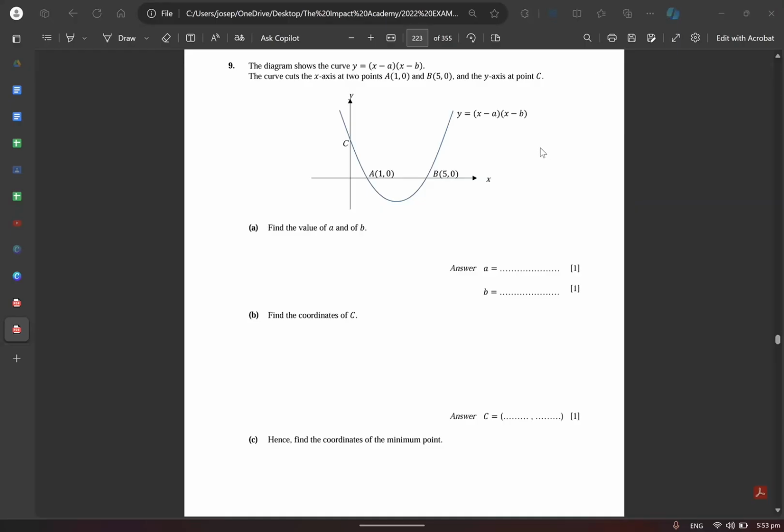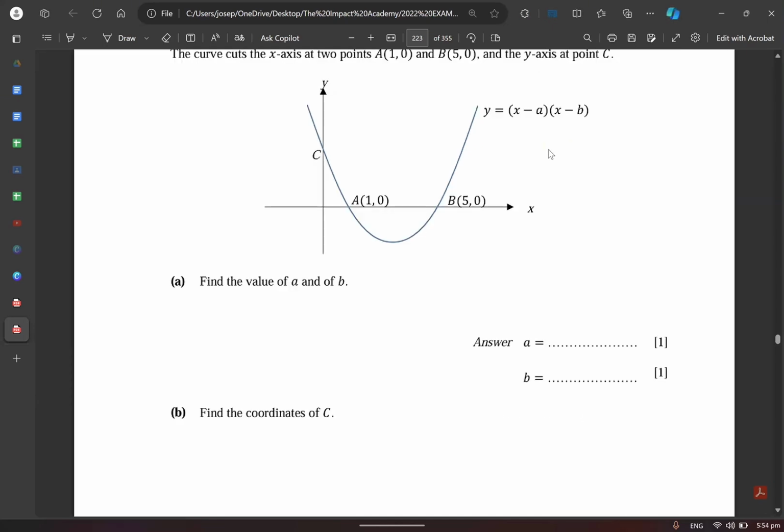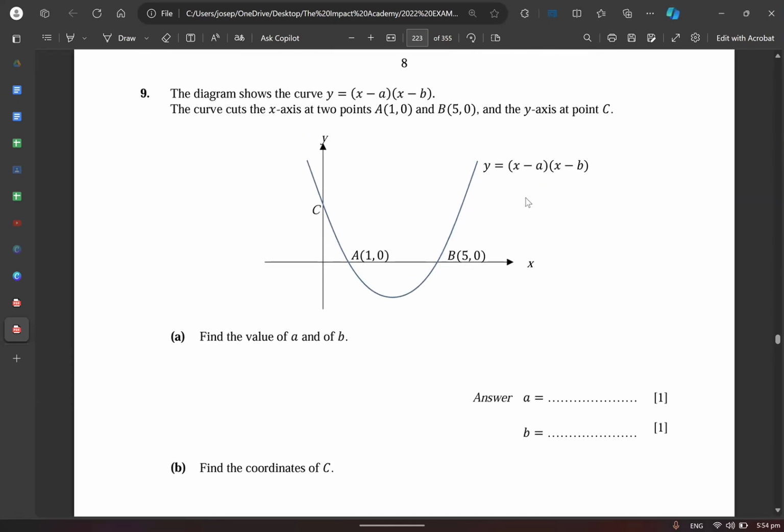Now, for question 9, it's a graph question. I skip question 8 because I believe that is quite simple. Now, you can see over here, the question wants us to find what? The question says that the diagram shows the curve y equals (x minus a)(x minus b). The curve cuts the x-axis at 2 points. As you can see over here, this is the one. The x is here, the y is here. So that means to say this is 1. You have to make sure that 1 is shown in your diagram. This is x, this is y, this is 5.